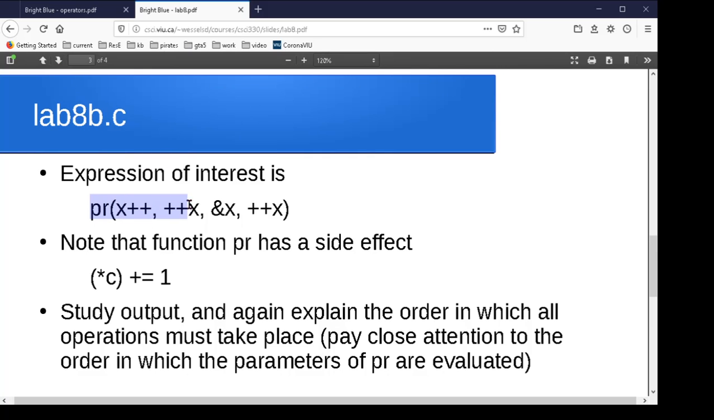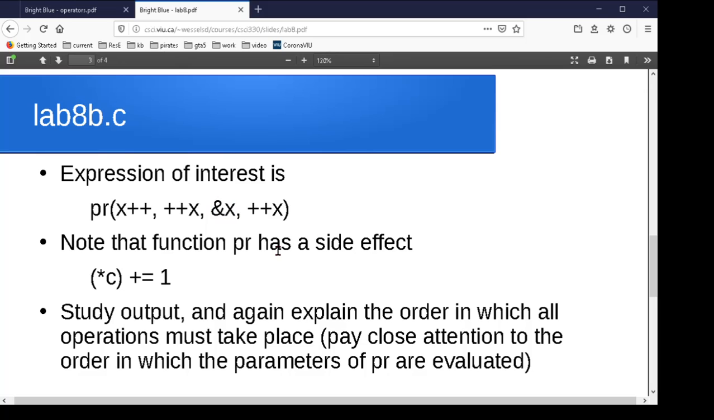Or we were looking at the function call. So we've got a function that has some side effects, and it's being passed x plus plus plus plus x, and the address of x, and another plus plus x, and we want to go through and figure out, okay, what order are things happening in? Presumably, it's got to evaluate those parameters before it makes the function call. So in theory, what we really need to know is which of these things happen before the function call and which ones happen after. So which of the x plus pluses and plus plus x's happen before and after the function call.